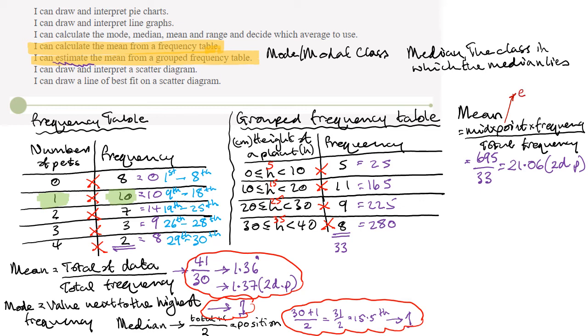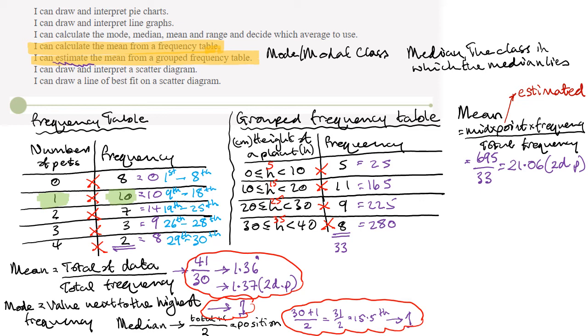Okay, so the mean is always estimated because we don't know the actual heights of each individual plant. For example, in the top row of the table, all we know is there's 5 plants somewhere in between 0 and 10. We don't know what the height of any individual plant was because we've grouped them together. That's why it's an estimate.